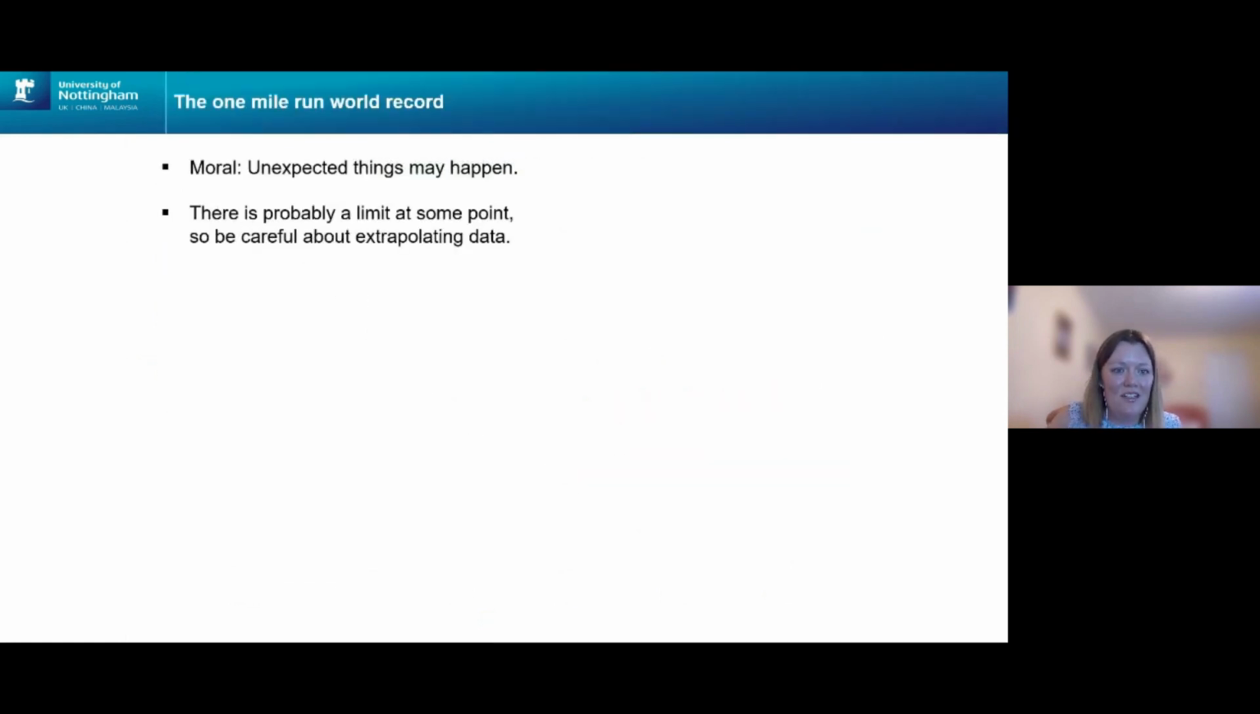So for this second part, unexpected things may happen. As we saw, we didn't expect the trend would continue after 1954, but it did until the year 2000. But there is probably a limit at some point, so be careful about extrapolating data, looking beyond the data that you have.